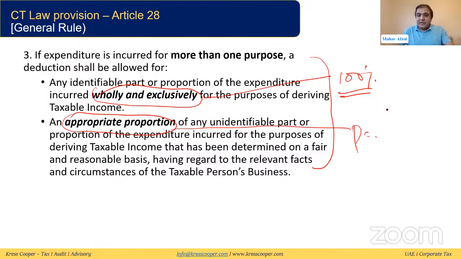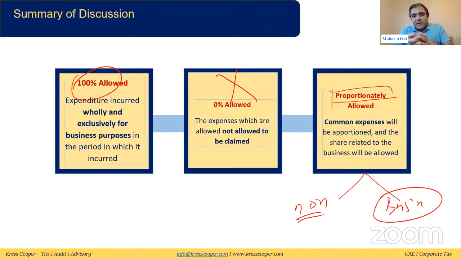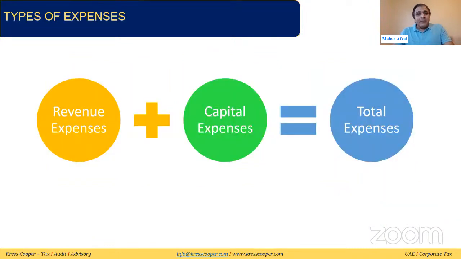So three things are very clear as we discussed. Some expenses are allowed 100% when wholly and exclusively for business purposes, which are not capital expenses in nature. Second, you cannot claim expenses which pertain to exempt income, and losses of one business cannot be adjusted against the profits of other business. And any other common expenses will be claimable on a proportionate, reasonable and fair basis.